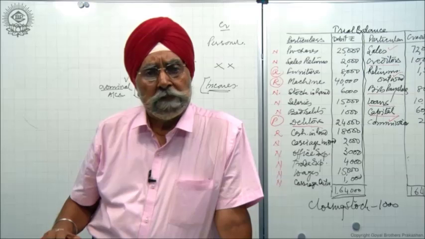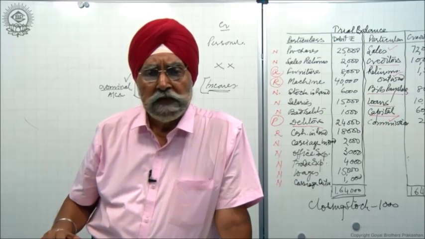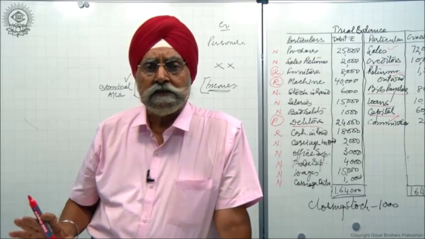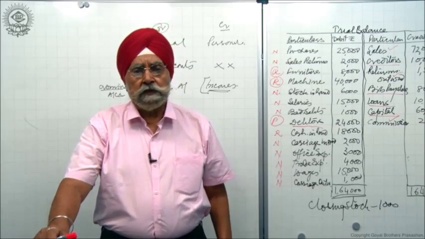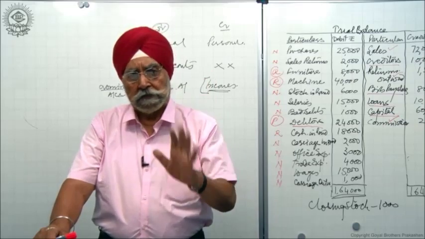Gross profit has already been calculated, and indirect expenses have already been deducted from the sale. So now we will deduct the indirect expenses from gross profit and we will get the net profit.